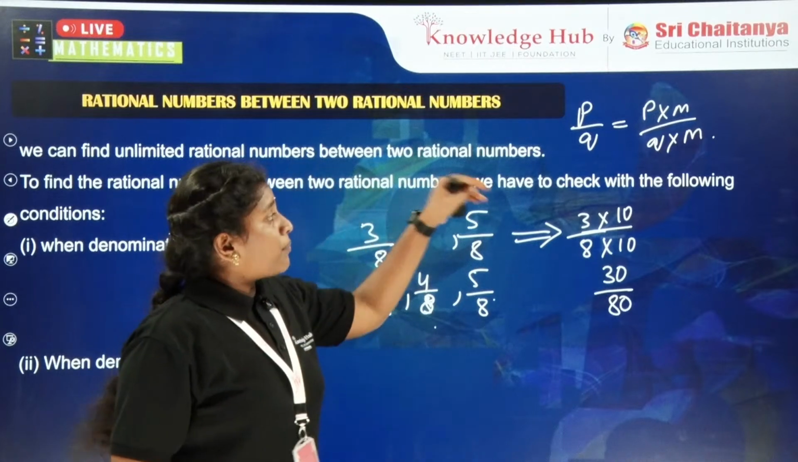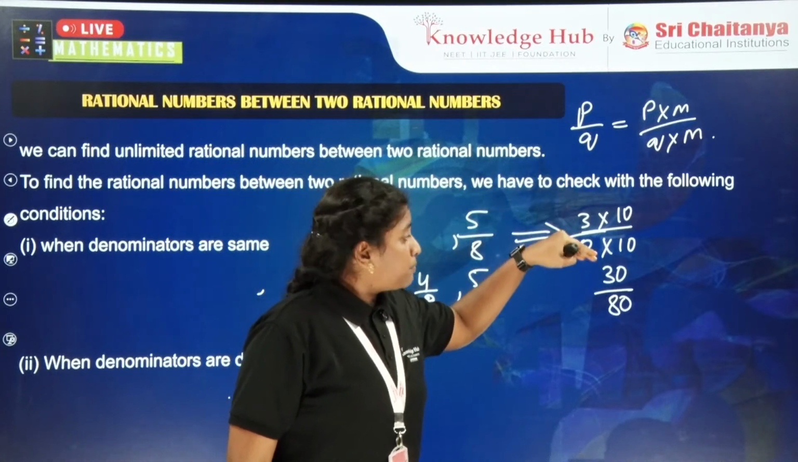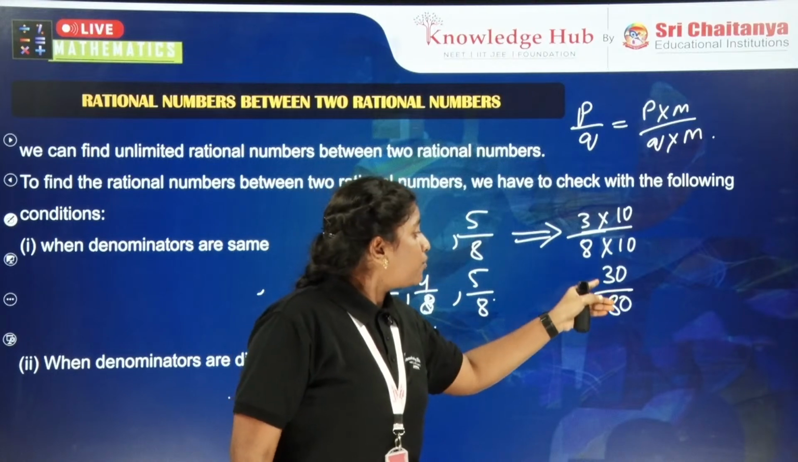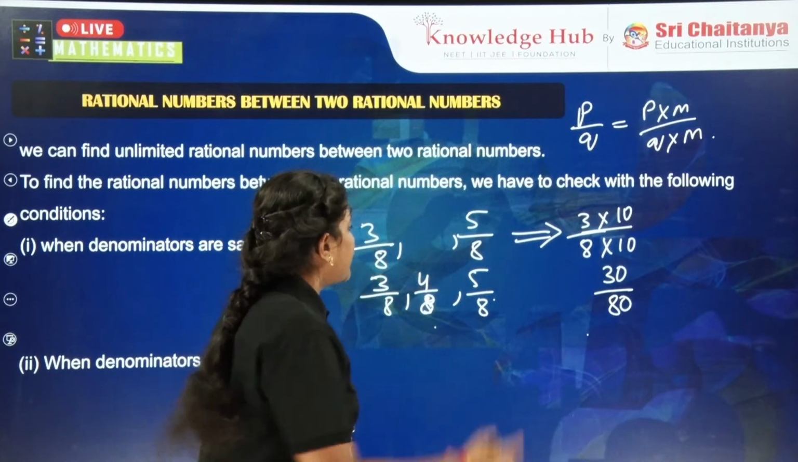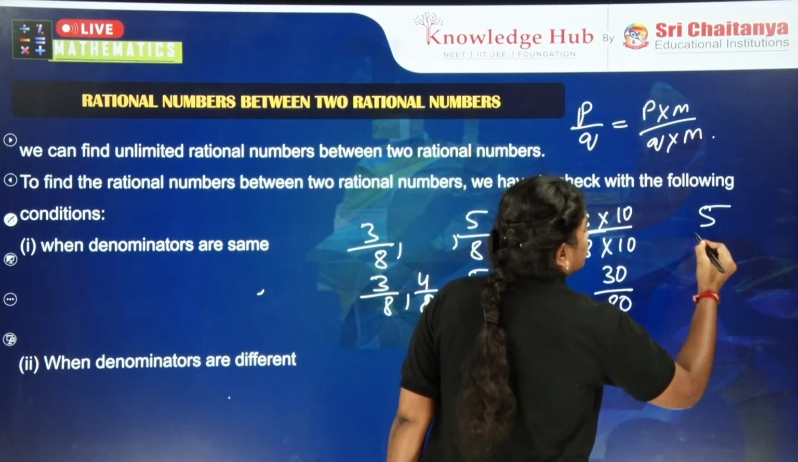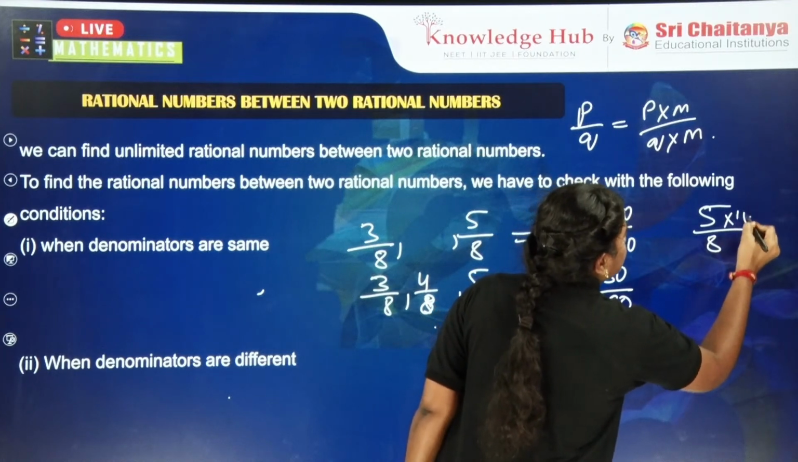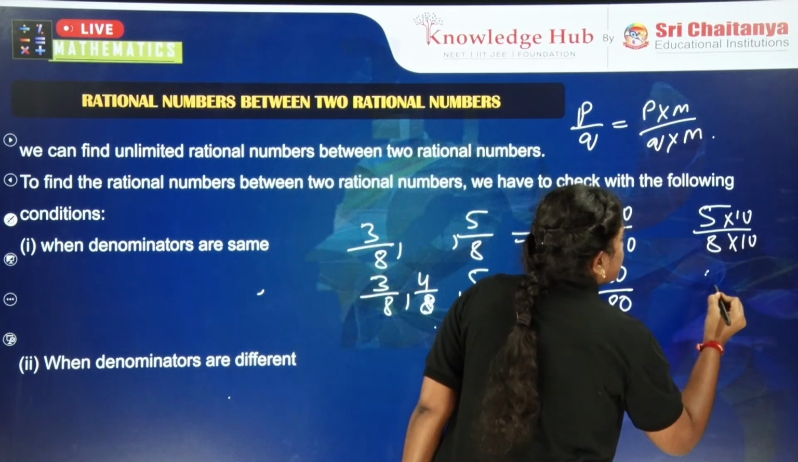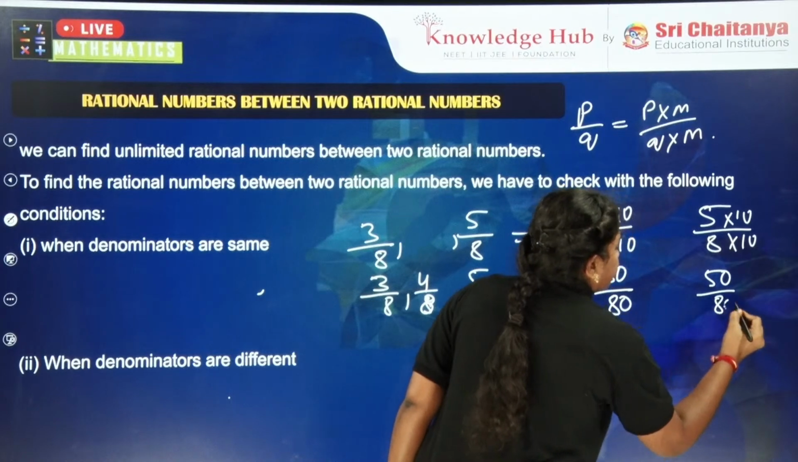That's the reason. So coming to here, numerator and denominator are multiplied with the same number. So from there you will get 30 by 80. In the same way, multiply our 5 by 8 also. So it will become 5 into 10 by 8 into 10, which is nothing but 50 by 80.